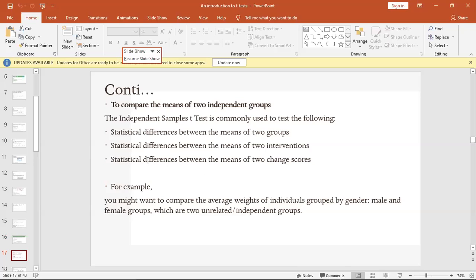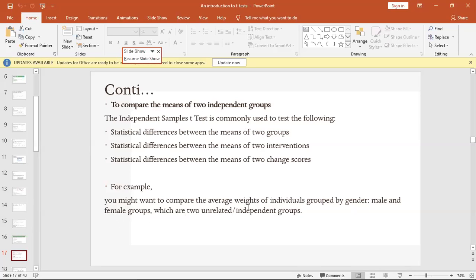And also the statistical difference between the means of two change scores. If you are changing any scores, you want to find out whether there is any mean difference in scores also. For example, here I have given one example. You might want to compare the average weight of individual groups by gender, male and female, which are two unrelated groups. So here you want to check whether the average weight differs according to gender, whether males and females have any difference in mean weight, right?